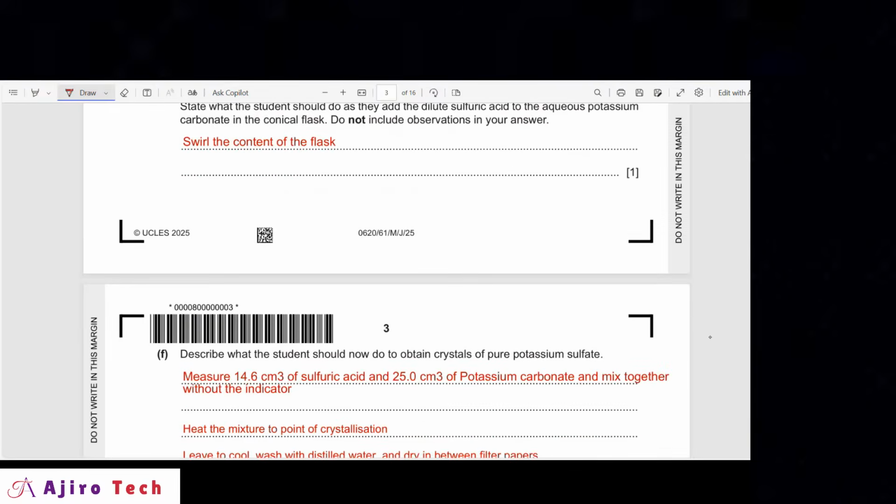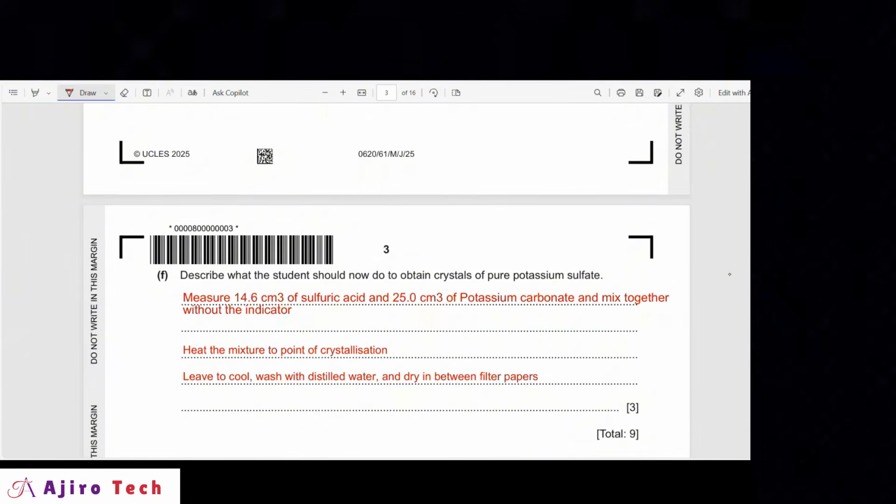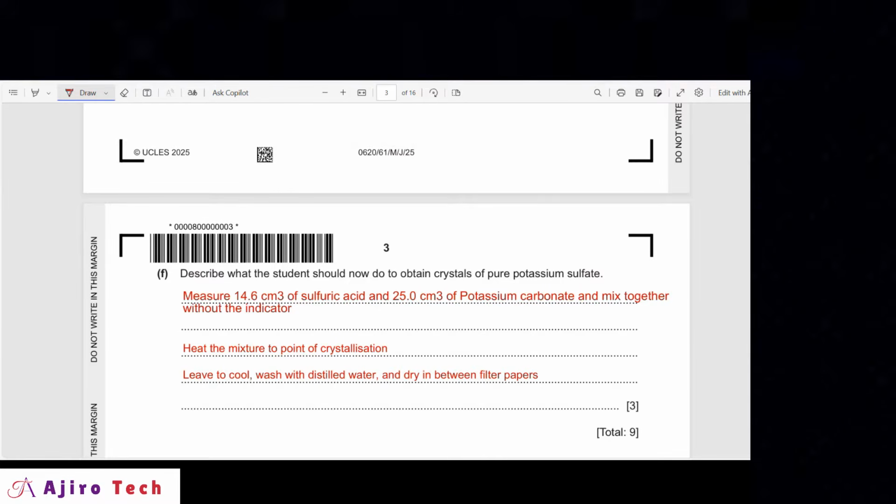So quite easy questions. Now, the next one says, describe what the student should now do to obtain crystals of pure potassium sulfate. Okay, so since the student now understands what volume of acid is needed to neutralize the potassium carbonate, what the student can simply do is to measure 14.6 centimeter cube of dilute sulfuric acid and 25 centimeter cube of the potassium carbonate used. Mix them together, heat the mixture to point of crystallization.